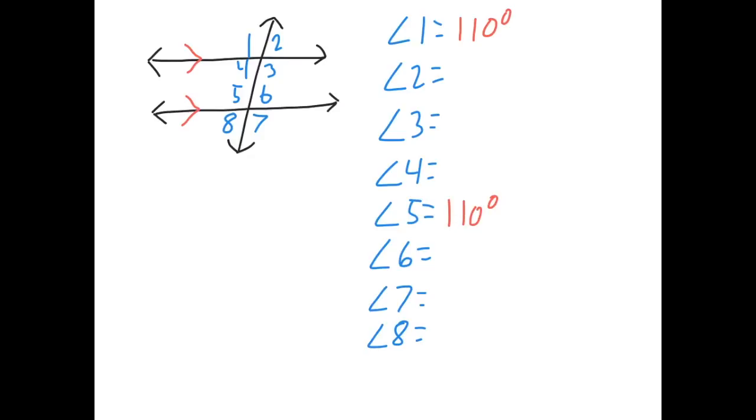Then, using another property, one that we actually learned last unit, angle 1 and angle 3, those are what are known as vertical angles. Remember those? They are congruent because they're made by intersecting lines that are opposite each other. So angle 1 and angle 3 are vertical angles. So those are congruent, so that's also 110 degrees.